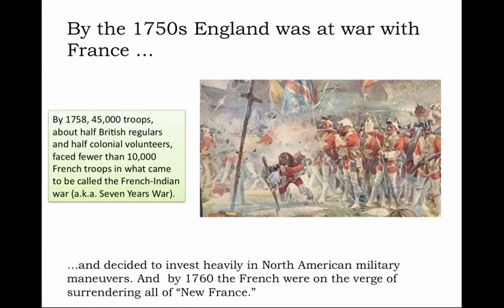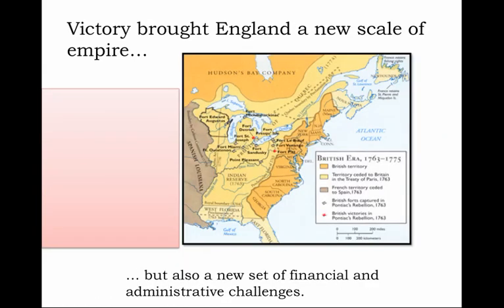By 1758, 45,000 troops, about half of them British regulars and half of them colonial volunteers, faced fewer than 10,000 French troops in what came to be called the French and Indian War, which was part of the larger Seven Years' War that extended back across the Atlantic to the European continent. This was basically a war for empire in North America between Britain, primarily, and France. But it was Britain, along with her colonial allies, that would turn the tide in this long and expensive war.